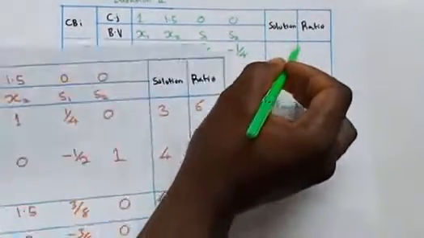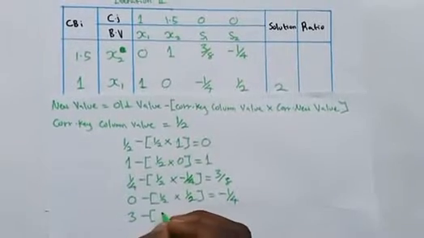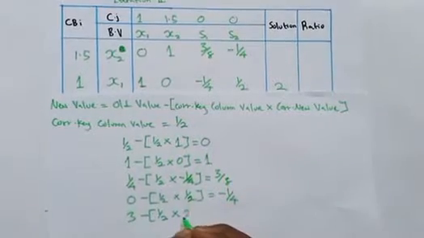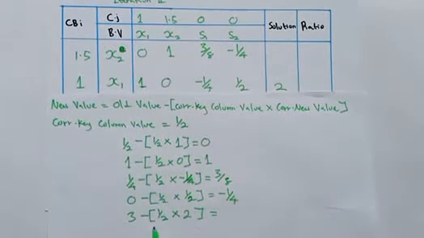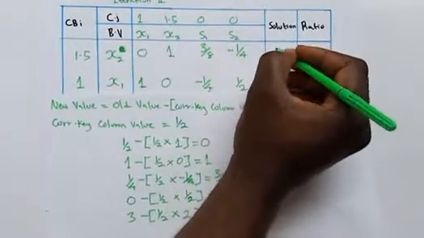And for this position, the old value here is 3. So 3 minus 1 over 2 multiplied by 2. So 1 over 2 multiplied by 2 gives us 1. 3 minus 1 gives us 2. So the new value for this position is 2.